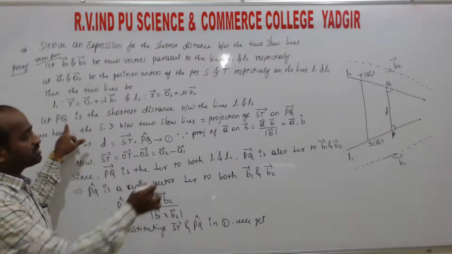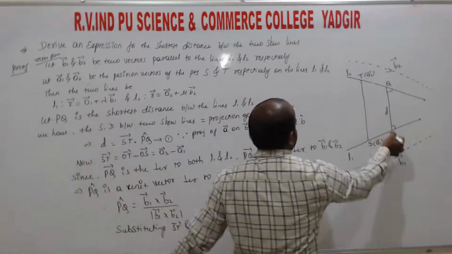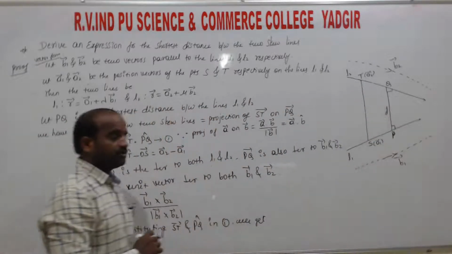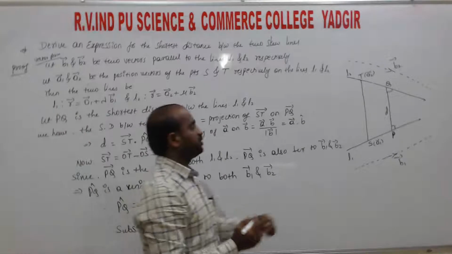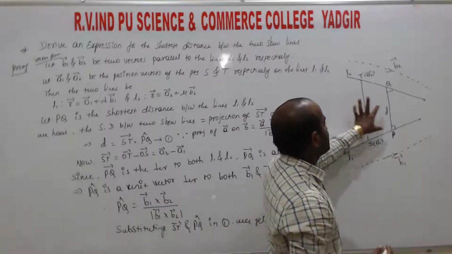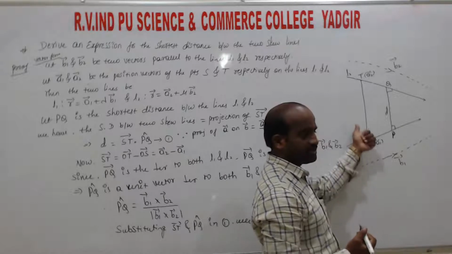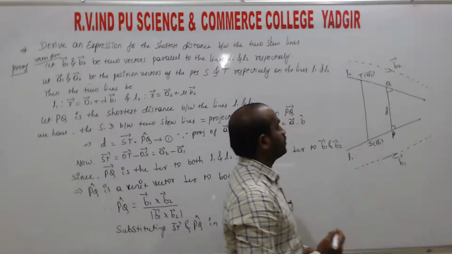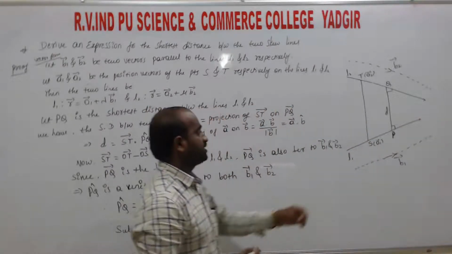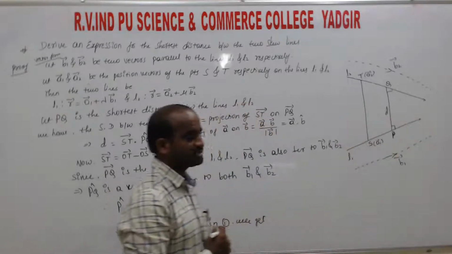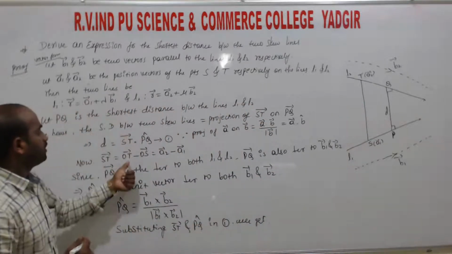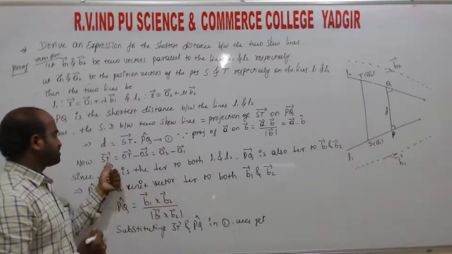Next PQ is the shortest distance between the lines L1 and L2. We have shortest distance between two skew lines is equal to ST and PQ. ST vector is equal to OT minus OS, because A1 and A2 are the position vectors of the points S and T. A2 minus A1, ST we will get.